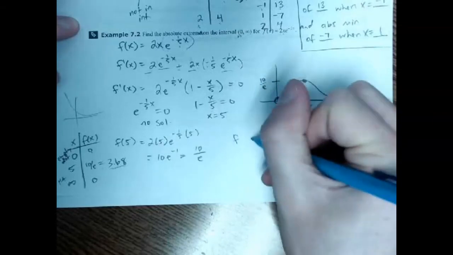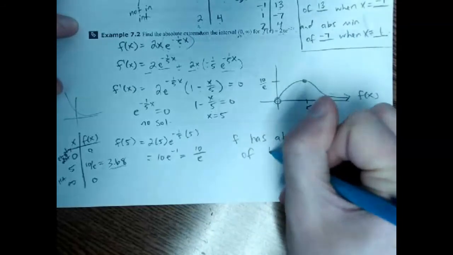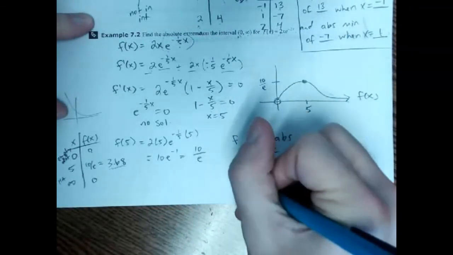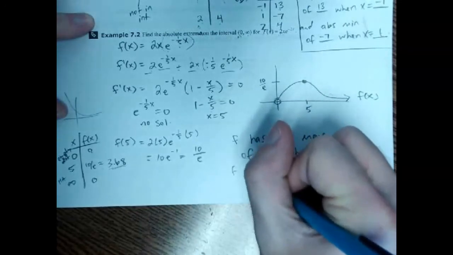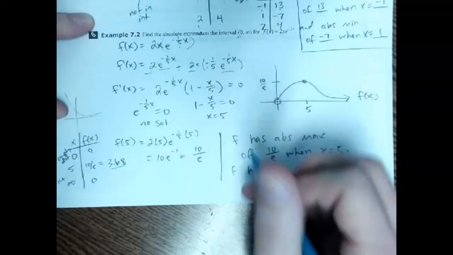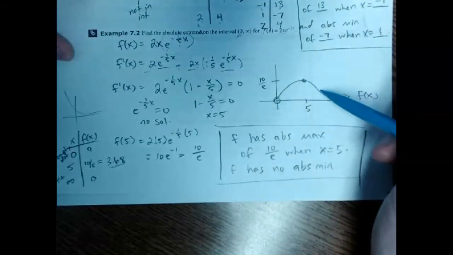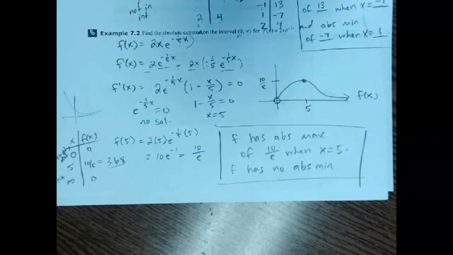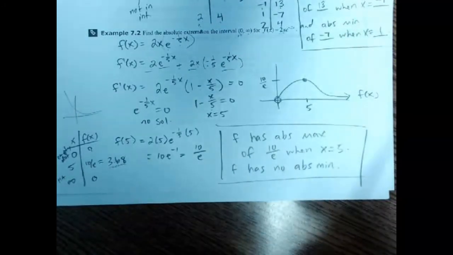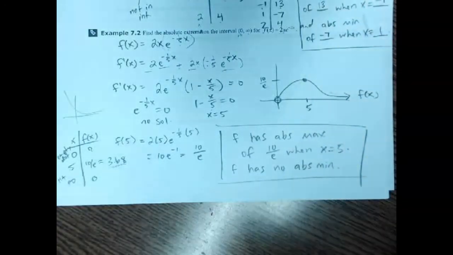So we'll see f has absolute max of 10 over e when x equals 5. F has no absolute min, because of the empty dot on the left, where the min really would be, and because of the arrow on the right, it's never going to quite get to the x-axis, it's just going to get closer. You're not going to end up having any absolute minimum. You do have the max, but you do not have any minimums. It's kind of rare when that happens, but it could.